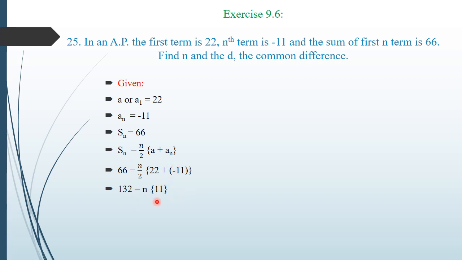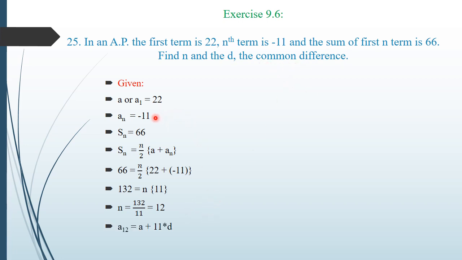Now, when I bring this 11 down, n is equal to 12. Therefore, there are 12 terms in this AP up to the nth term which is given, and the sum up to these 12 terms is equal to 66. Now, using this information, we'll try to find the common difference d.